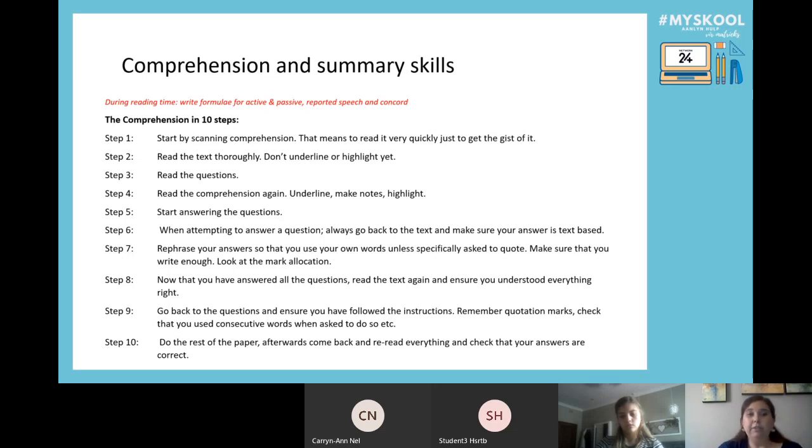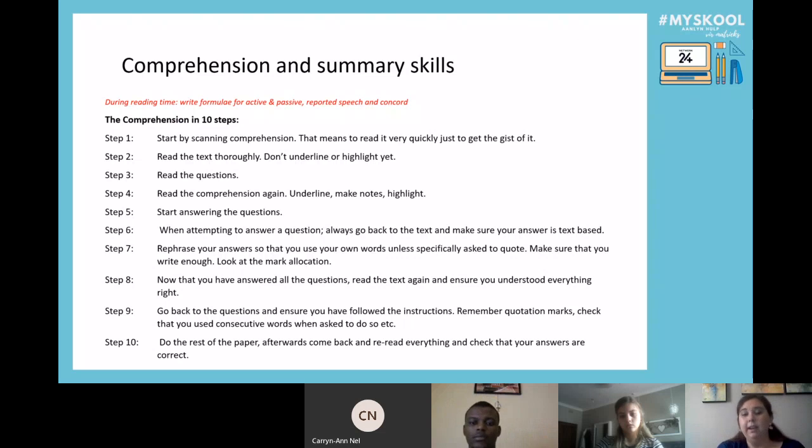Step 8, now that you have answered all the questions, read the text again and ensure you understood everything right. People, now you will see the text in a different light. So reread it and make sure that you understand the whole thing as a whole. So how many times have you read it now?